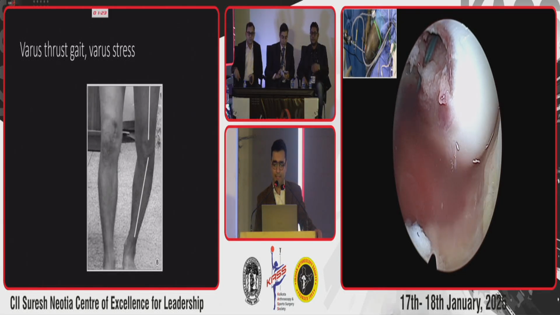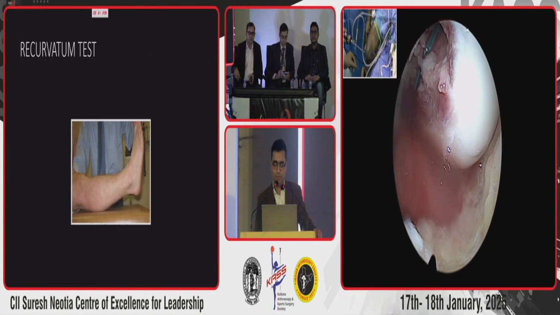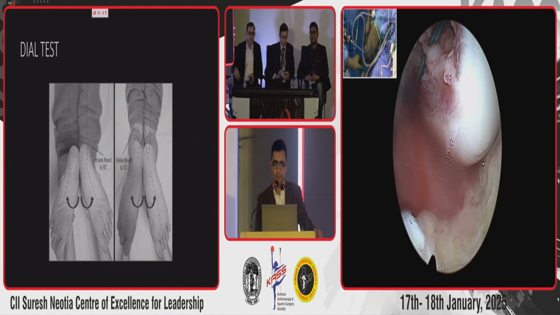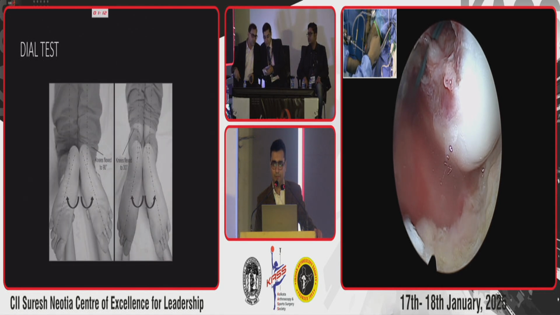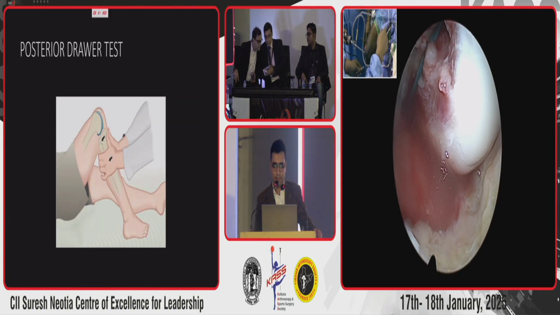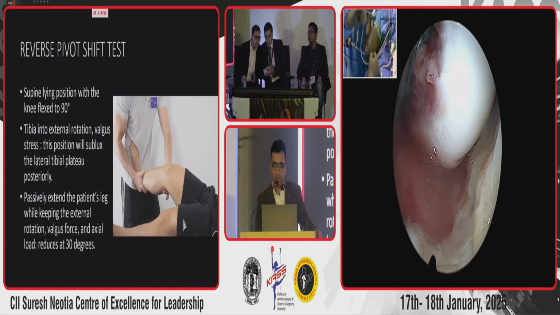The varus thrust gait and the varus test are important clinically. The recurvatum test for ACL plus PLC injury. The dial test in 30 degrees and 90 degrees of flexion. The posterior drawer to see for PCL and PLC. The reverse pivot shift.